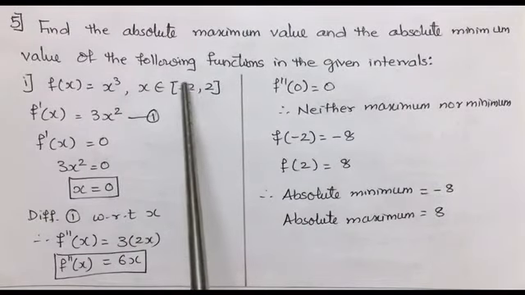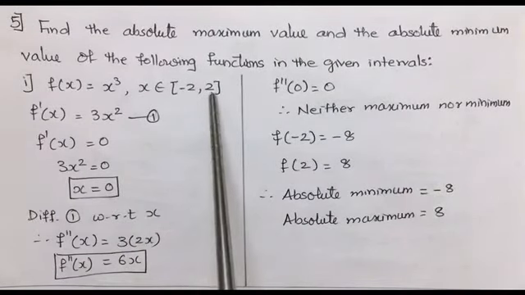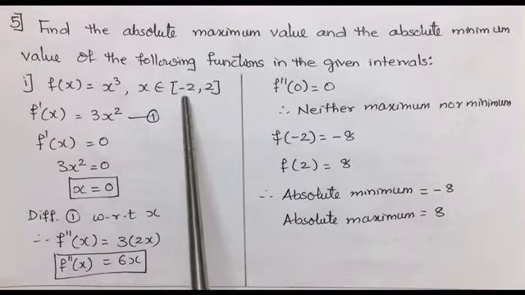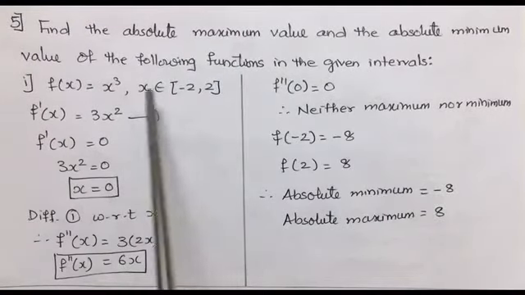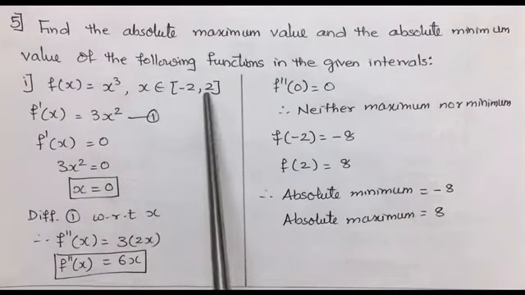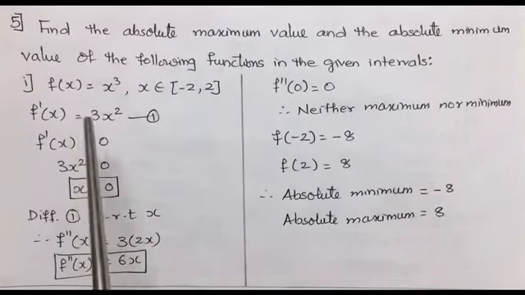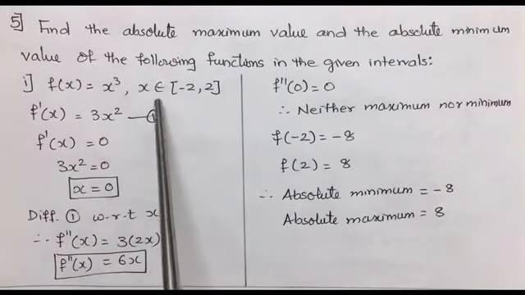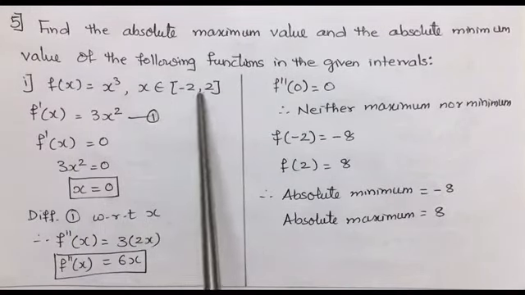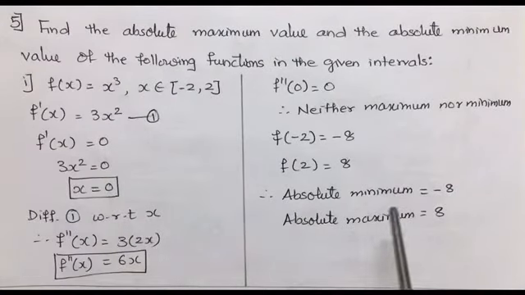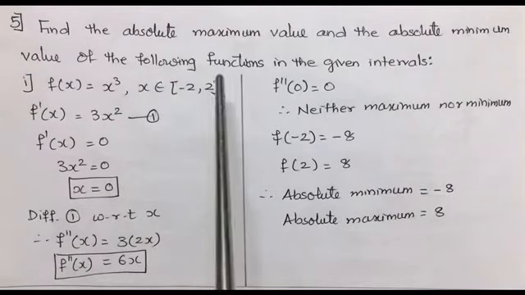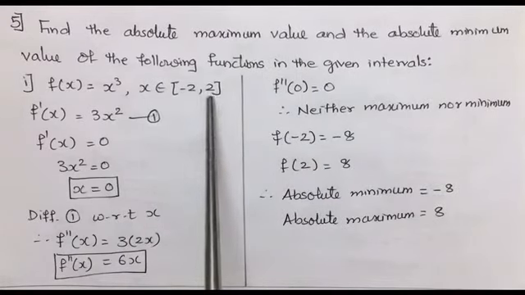As x is belonging to the closed interval minus 2 to 2, we will be taking the value of x equal to minus 2 and keeping in f, and the value of x equal to 2 also will be kept in f of x. And from keeping this value of x as minus 2 and 2 in f, absolute minimum and absolute maximum are being calculated. So absolute maximum, absolute minimum will be calculated if closed interval is given.